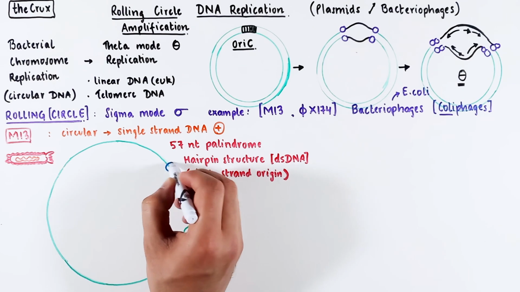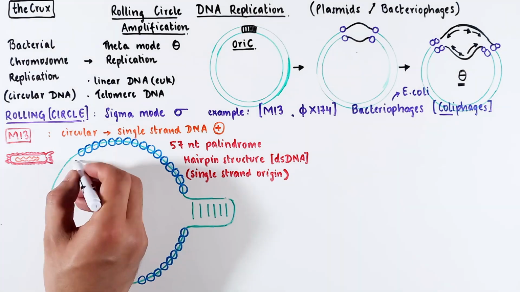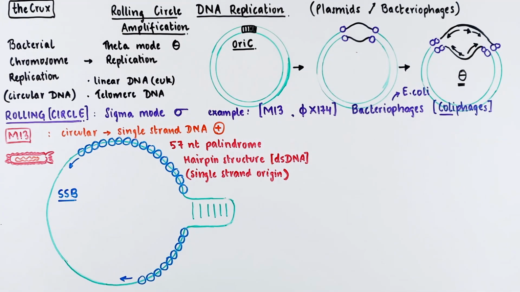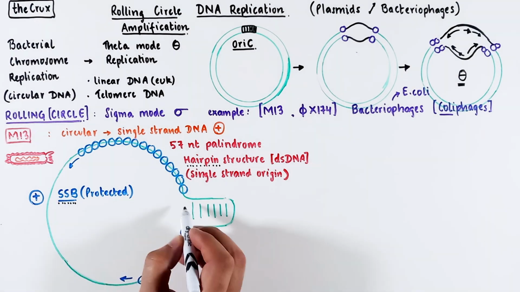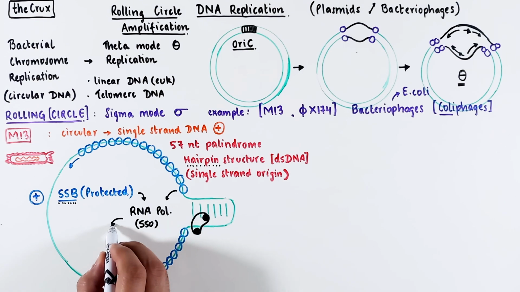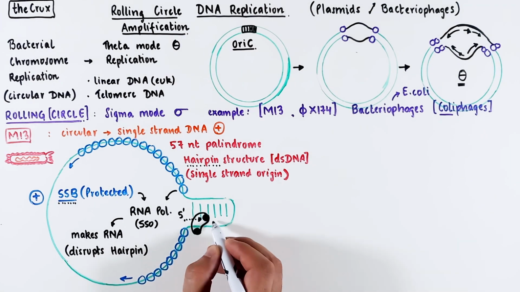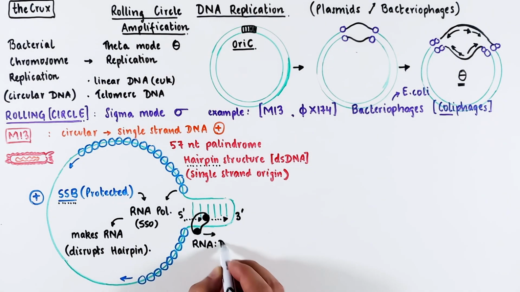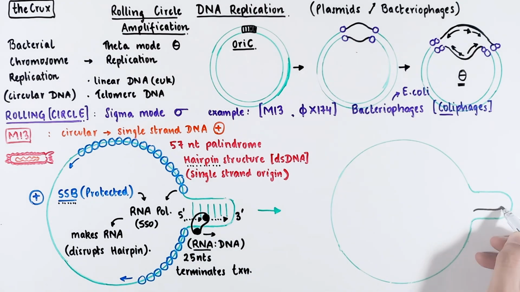And as soon as the M13 injects the DNA into the bacteria, the single-strand binding proteins all cover up the DNA. This offers protection to the DNA against degradation. The fun part starts when the SSO and the SSBs somehow recruit RNA polymerase to this hairpin structure. The polymerase makes RNA, which disrupts the hairpin structure, and you end up with a DNA-RNA hybrid region. The RNA is only 25 nucleotides in length because the RNA polymerase is unstable on the single-strand templates, and it terminates transcription. We saw this in the mitochondrial DNA replication as well.